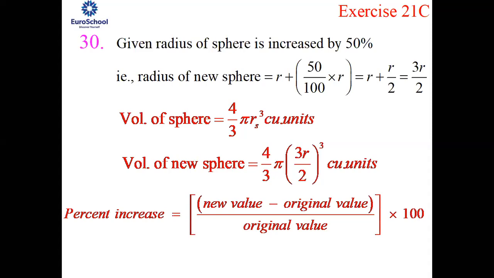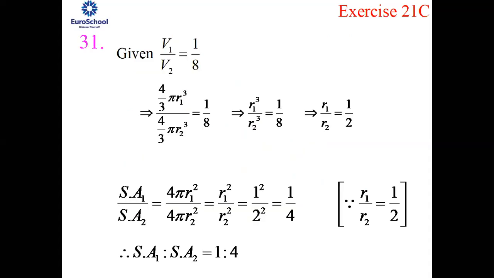Yes, ma'am. Got it? Okay. Fine. Now we'll just move on to the 31st question. What is given there? If the ratio of the volumes of two spheres is 1:8, find the ratio of their surface areas.